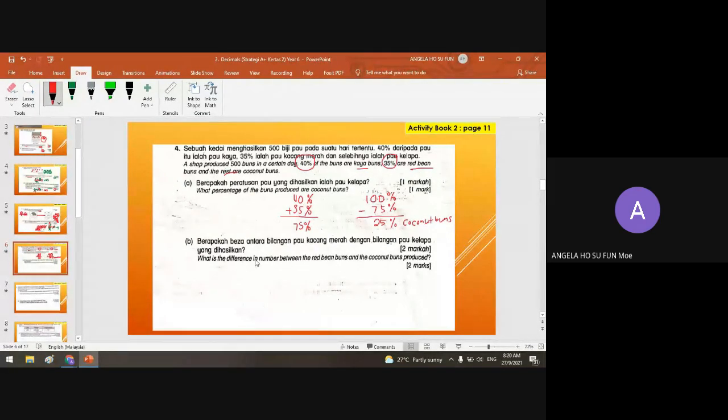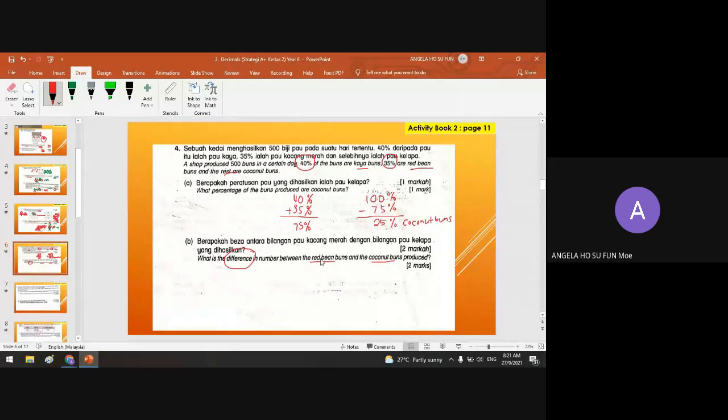What is the difference in number? Okay, they want the amount. That means they want to know how many buns between the red bean buns and the coconut buns. Okay, this is the information. They want red bean and also coconut bun. So I'm going to look for how many red bean buns have been produced by the shop and how many coconut buns were produced by the shop. Then they ask you what is the difference.